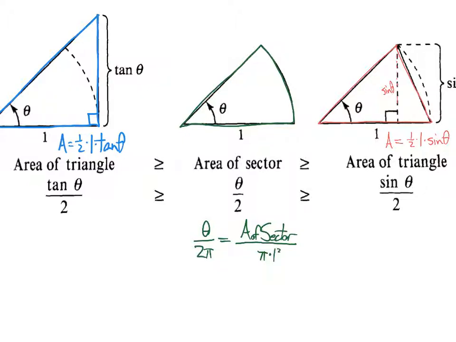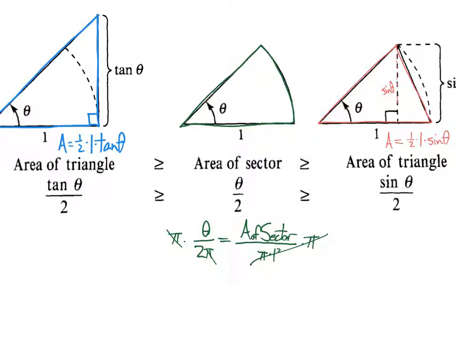Now, if I want the area of the sector, I need to multiply by pi to get the area of the sector by itself, and that cancels. That'll cancel as well, and you'll notice that's where we get the theta over 2 from. Wait, so it's theta over 2 pi is equal to the area of the sector, and then you just cancel it out? Yes.